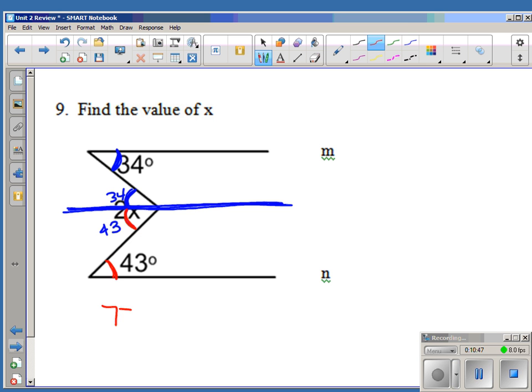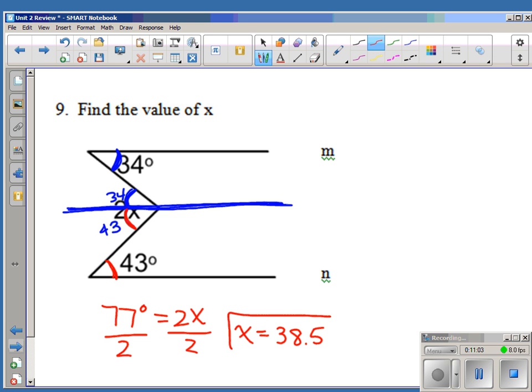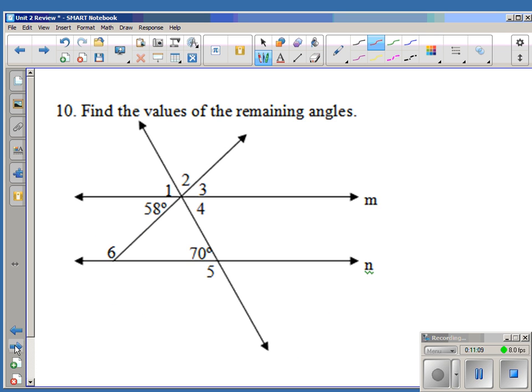So lots of people put their answer to be 77, but I know that that's equal to 2x. So in the end you have to divide by 2. So x equals 77 divided by 2, which is 38.5. If it said 77 equals 3x, at the end you would just have to divide by 3 and so on, right? So we get to the very last one on the first page.